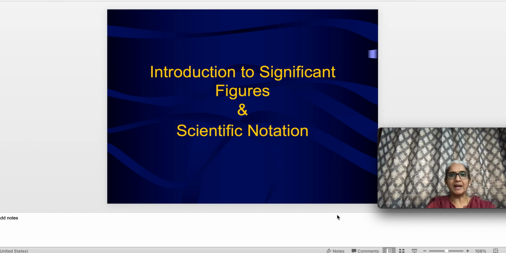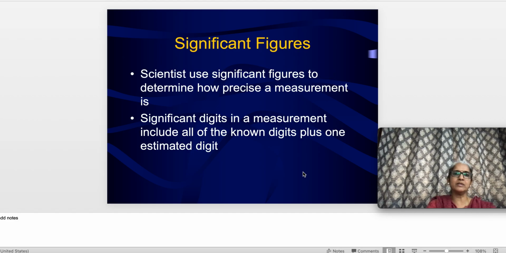This must be prior knowledge, and you must have already been introduced to this either in your science classes or in math classes in earlier grades, but let's go through it. The topic is on significant figures and scientific notation. So let's understand why we need to know this.